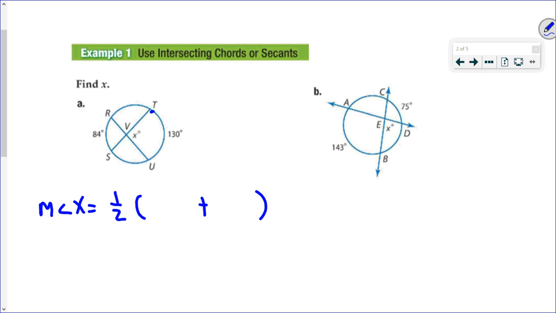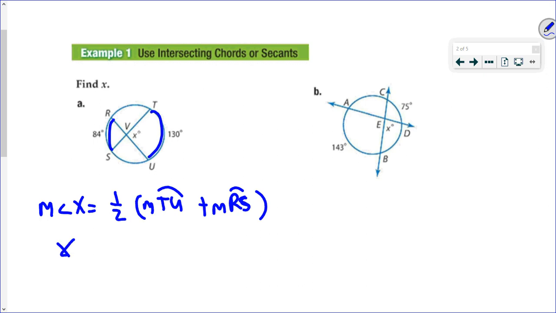So measure of arc TU, which of course is 130. We'll plug in the numbers in just a moment. And then the other intercepted arc with the vertical angle would be 84, which is arc RS. So, all right, we're going to be substituting 130 and 84.